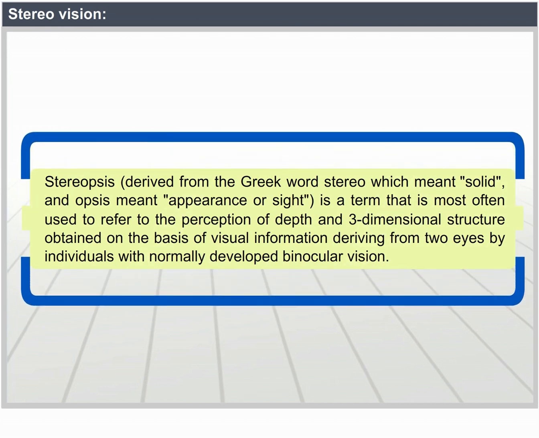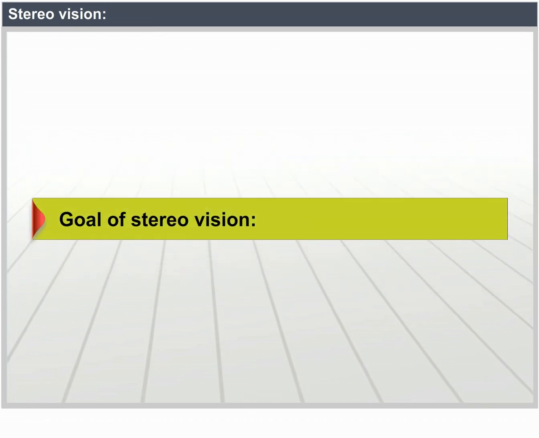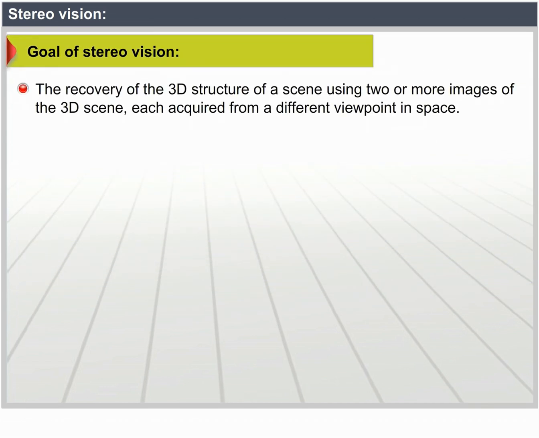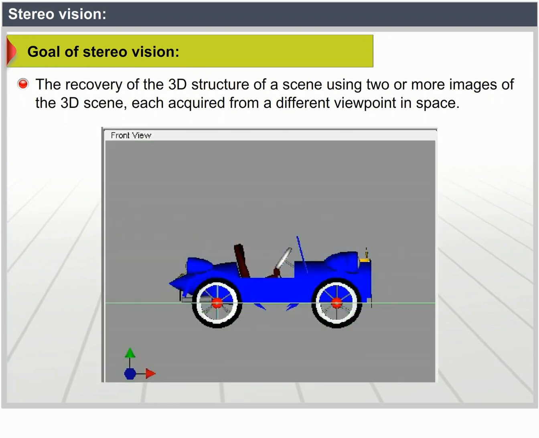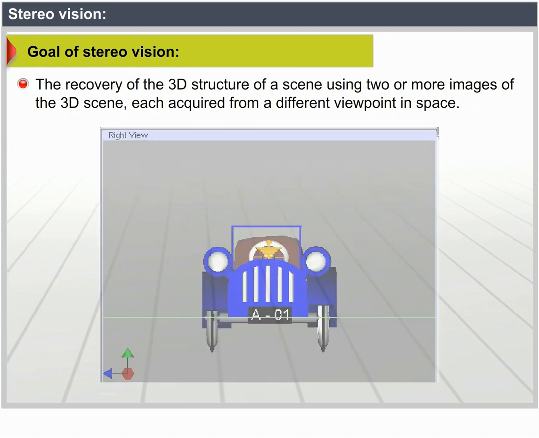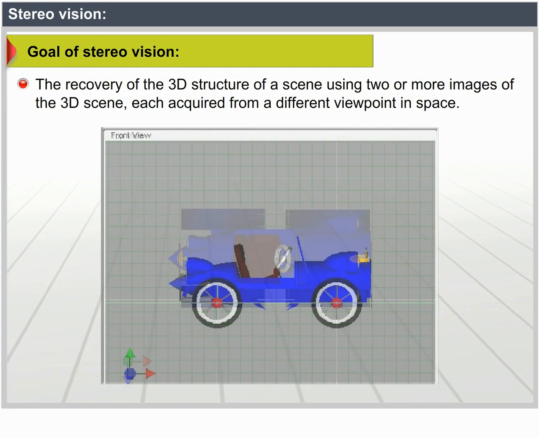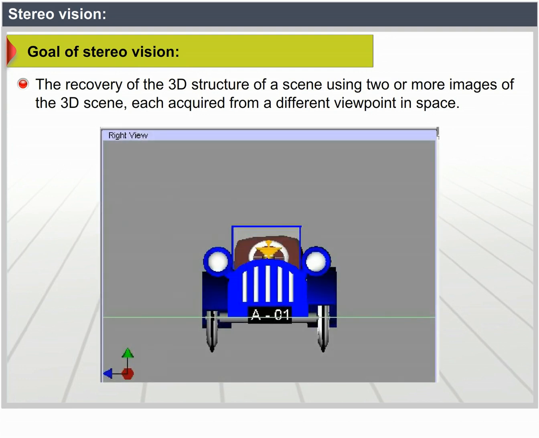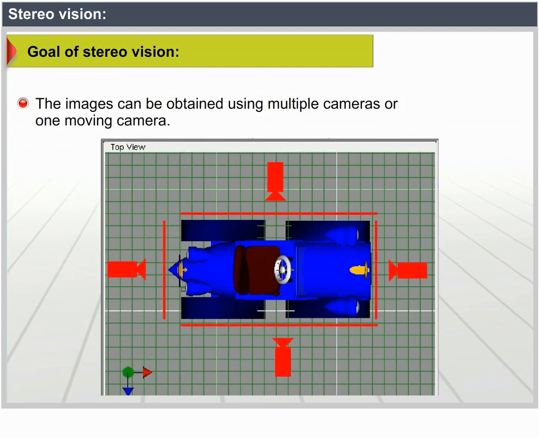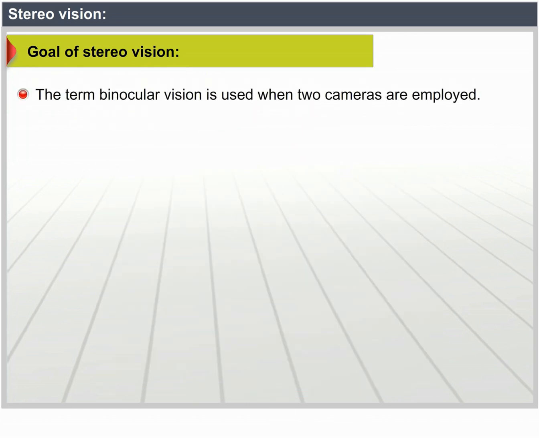Goal of stereovision: the recovery of the 3D structure of a scene using 2 or more images of the 3D scene, each acquired from a different viewpoint in space. The images can be obtained using multiple cameras or one moving camera. The term binocular vision is used when 2 cameras are employed.